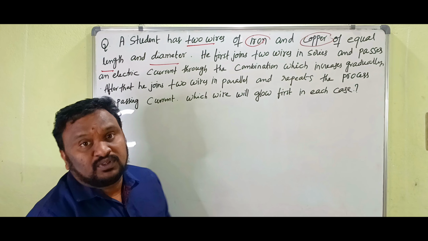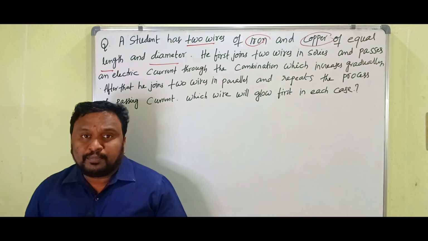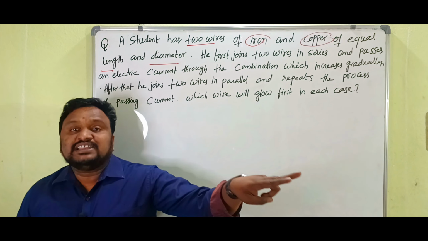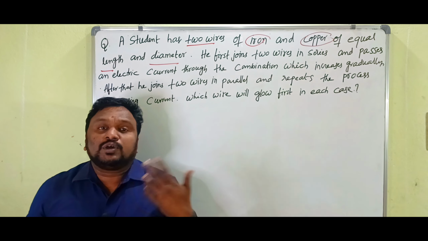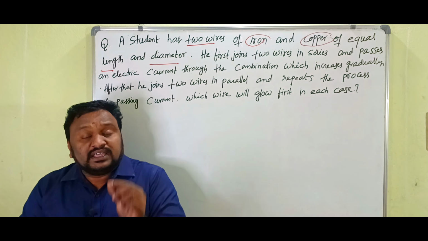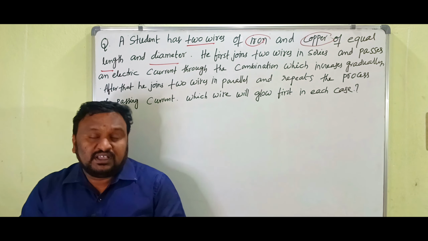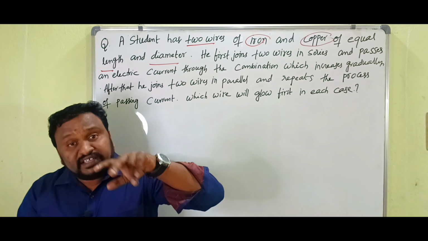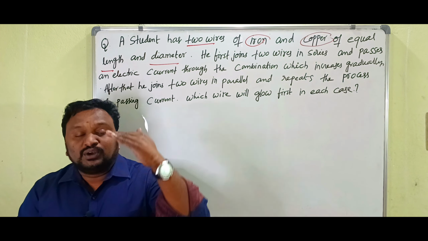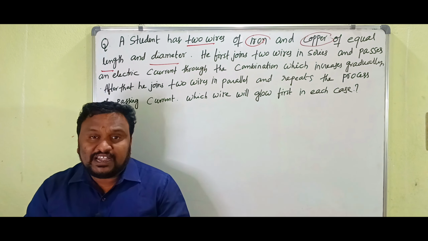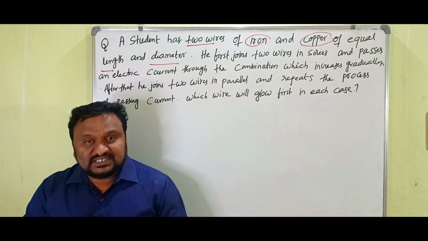That is the question. A student has two wires. One is made up of iron and the other is made up of copper. First he joins these two in series, connects them to a battery, and increases the amount of current in the circuit. Then which wire will glow first? Again, in the second part, these two wires are connected in parallel, and in this case also the same process: the two wires are connected in parallel to a battery and current is sent. Of these two, which wire will glow first?